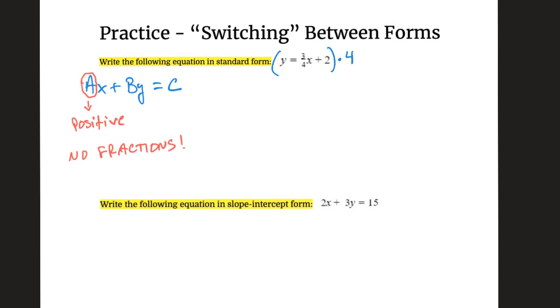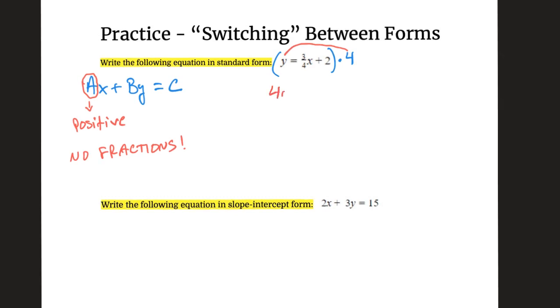So now this is the distributive property. I'm going to distribute this 4 to the y, and that gives me 4y is equal to, I'm going to distribute the 4 to the 3/4 x. The 4's just cancel, leaving me with just 3x. And then I distribute the 4 to the positive 2. 4 times positive 2 is plus 8. Okay, so I have no fractions, check.